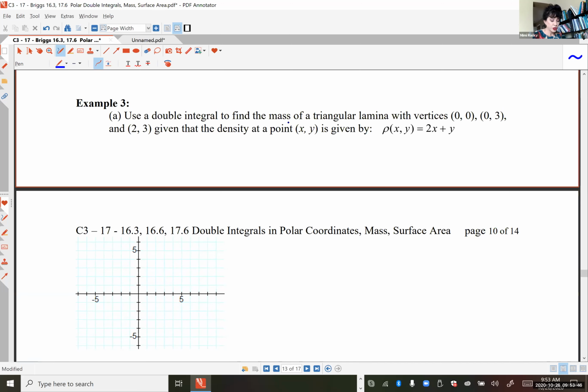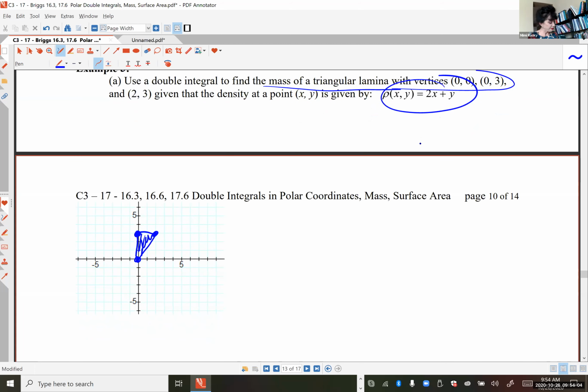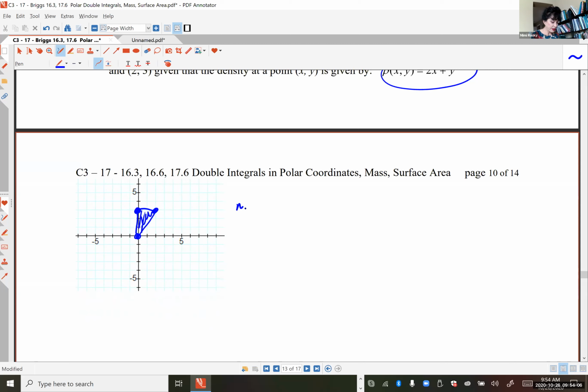So let's say you have a triangular lamina and they're not giving you the equations, they're just giving you the points (0,0), (0,3), and (2,3). So here is your lamina right there. It's a little triangular region. And let's say your density is given by 2x plus y. That's variable. So your mass is going to be the double integral over the region, and you're going to put your density function into the integrand.